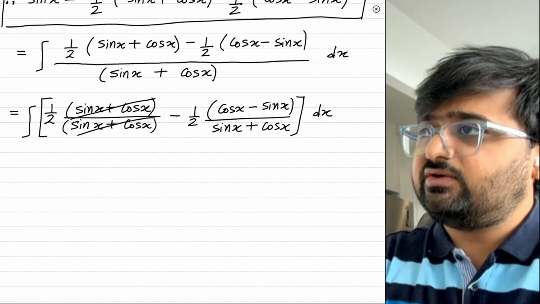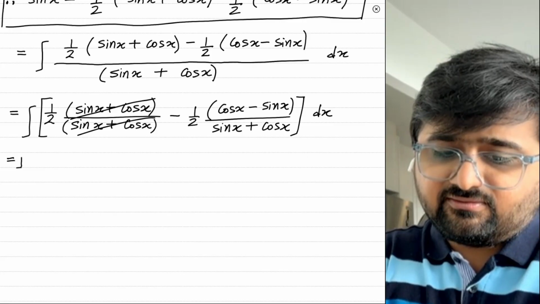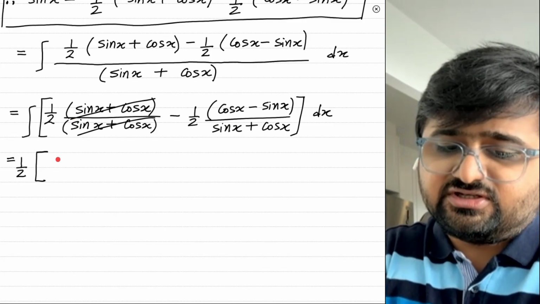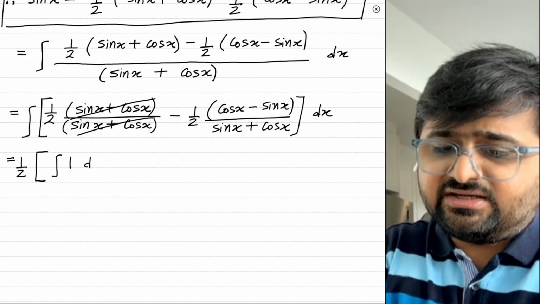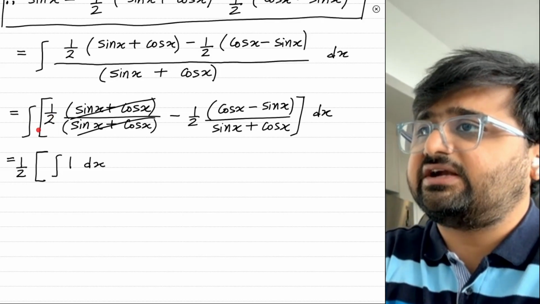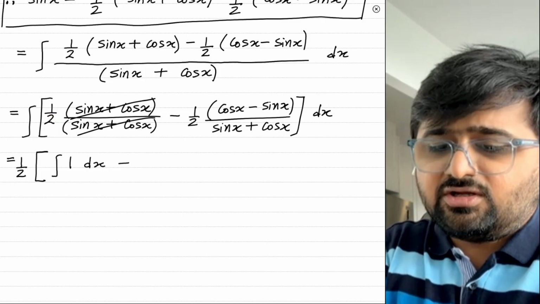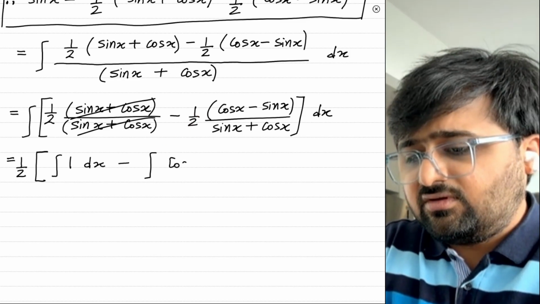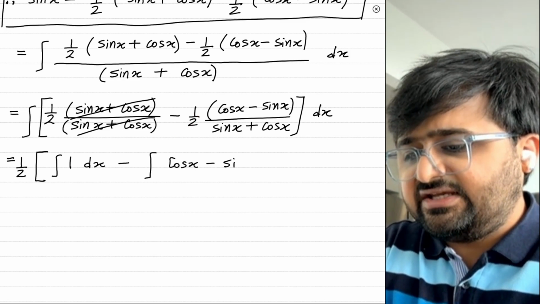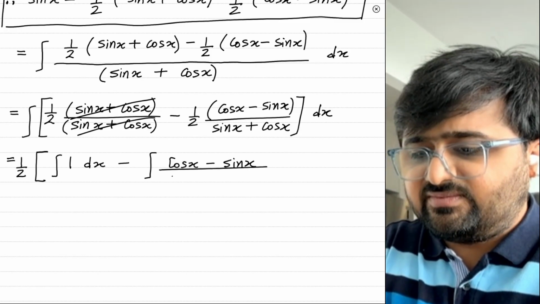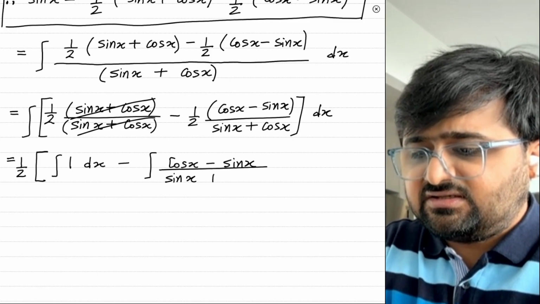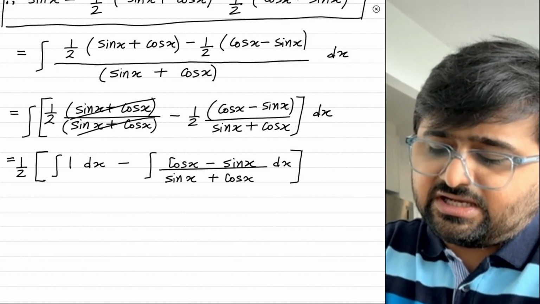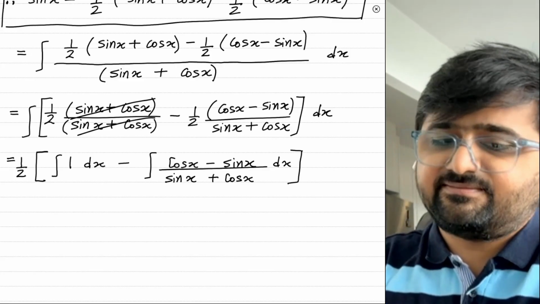So at this point, you can factor out half and split that integral in both of those terms. The first integral will be the integral of 1 with respect to x, because once you factor out half, you'll be left with 1 minus, you already factored out half, so you'll be left with the integral of cos x minus sin x divided by sin x plus cos x with respect to x. I hope that makes sense.